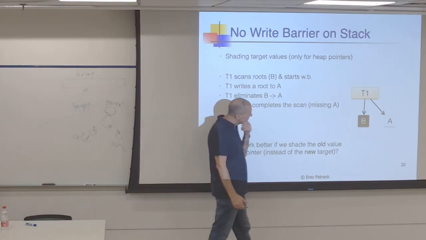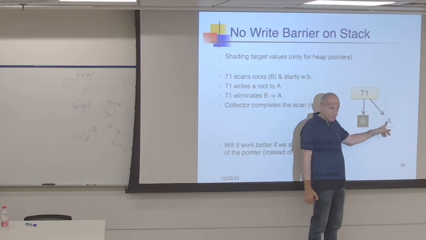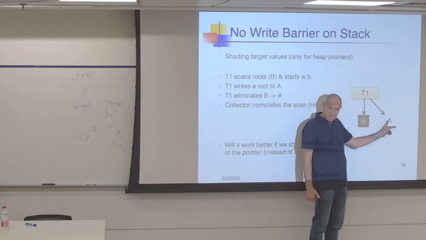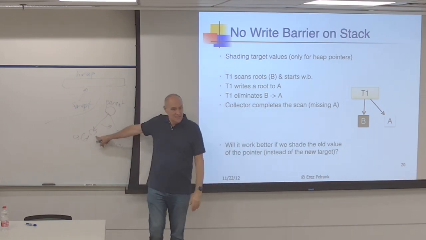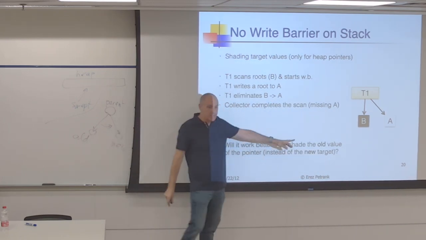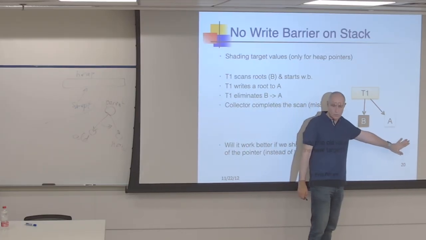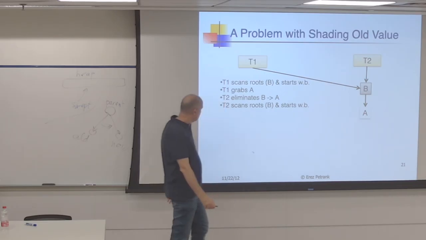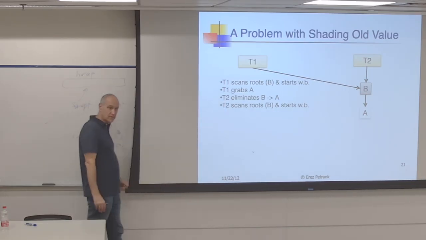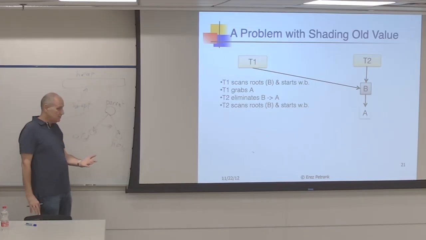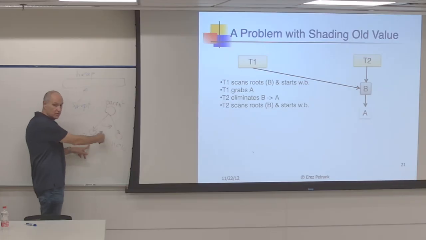So the first thing you can say here is, I lost this pointer and maybe I should shade the old object instead of the new object, and then I will save A, right? This is a first modification that you could do. So let's try that. So I now shade the old value, and I will show you a different example. So this is the old value. When I change a pointer, I shade this, not this.